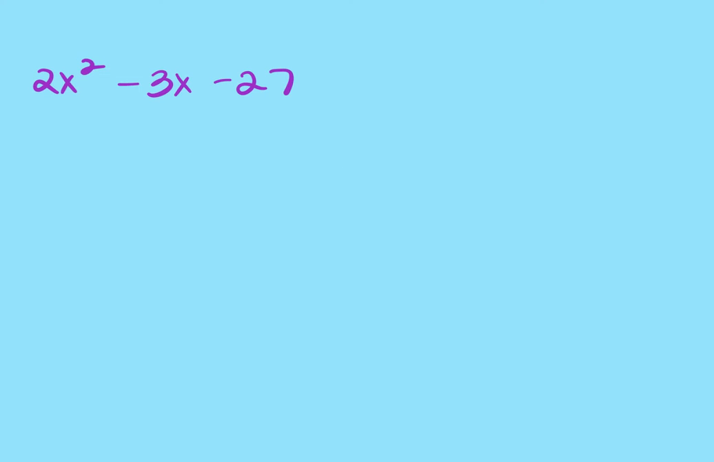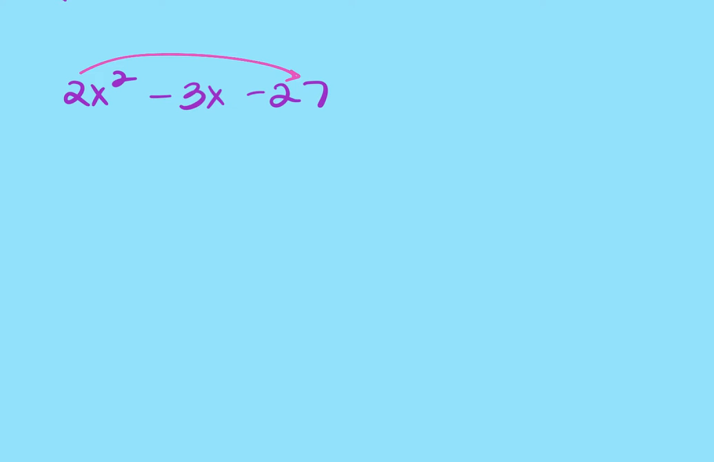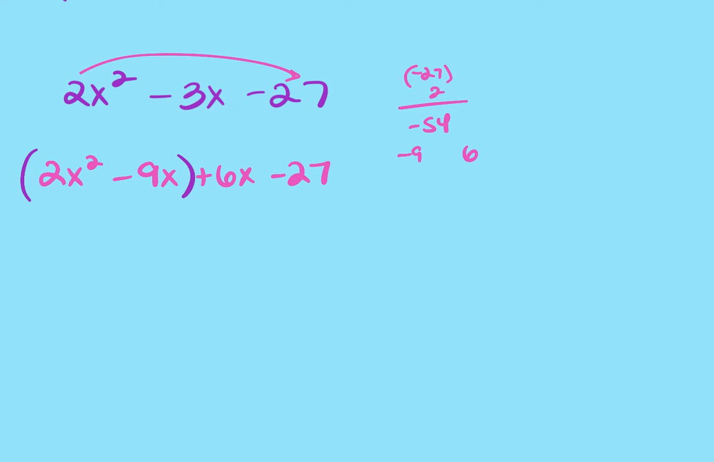This cannot all be divided by the same thing. They're not perfect squares, so I'm going to do first times last. You could also do trial and error, but negative 27 times 2 is negative 54. Factors of negative 54 that sum to negative 3 would be negative 9 and positive 6. Replace the middle term with that, negative 9x, positive 6x, minus 27, and then factor by grouping.